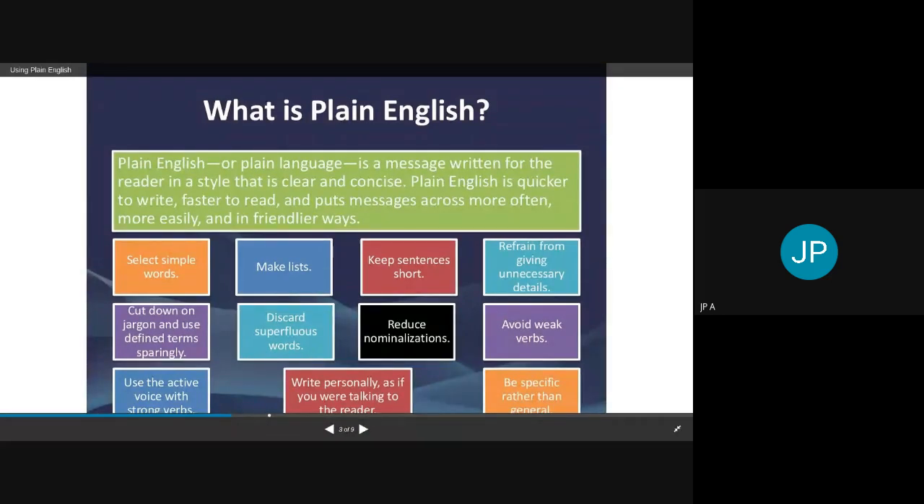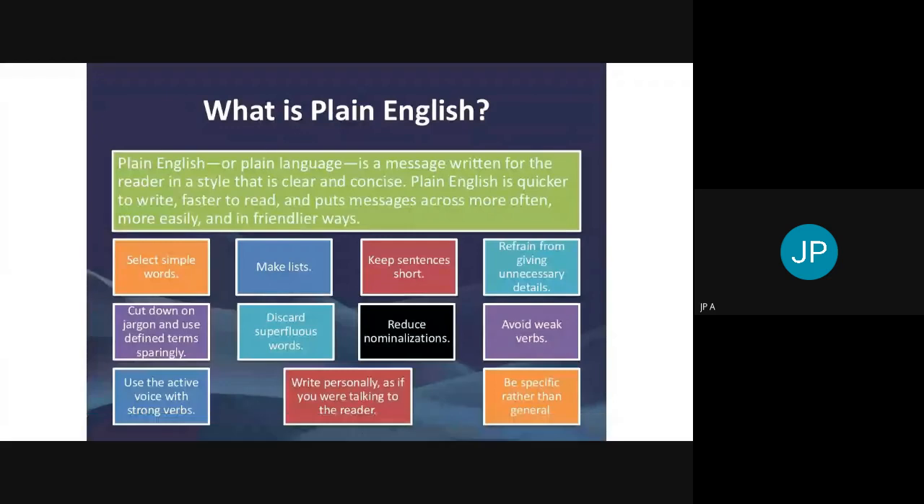You just have to keep short sentences. Okay, short sentences. Remove unnecessary words. And simple words which everybody will understand.